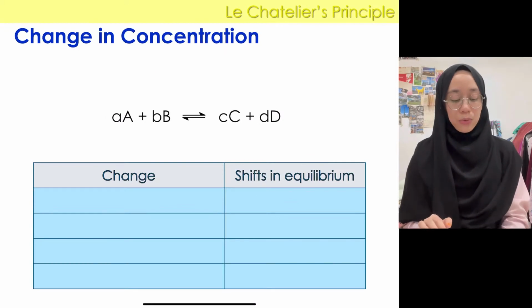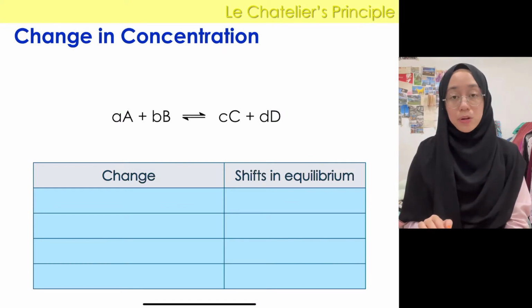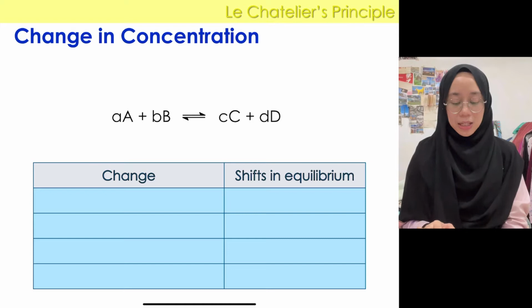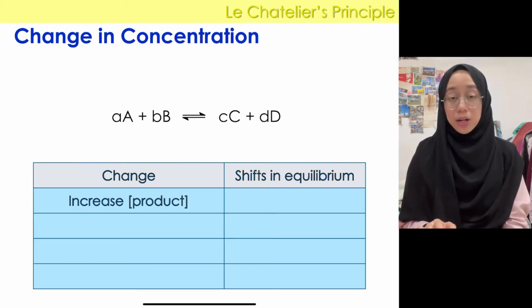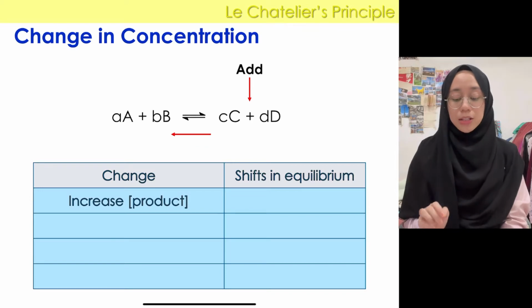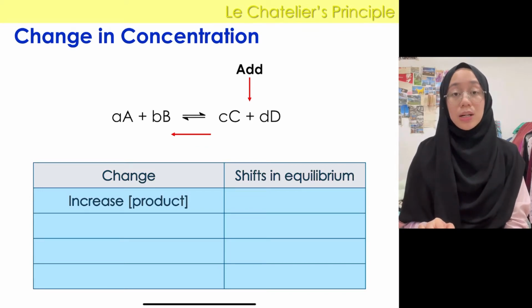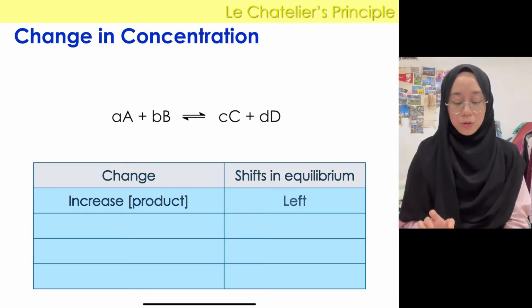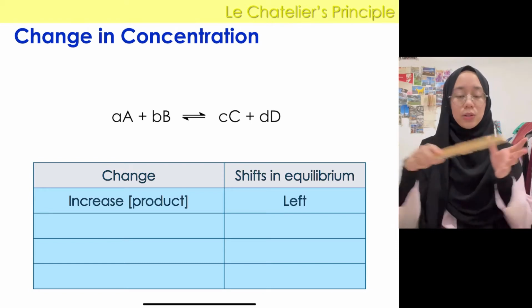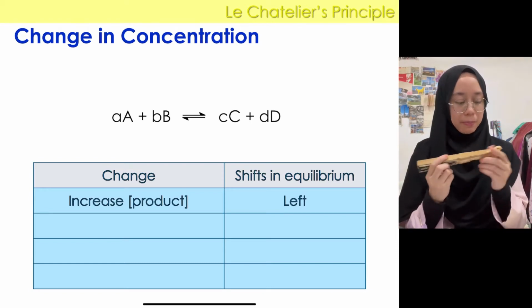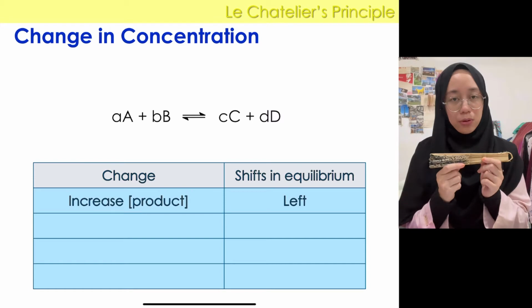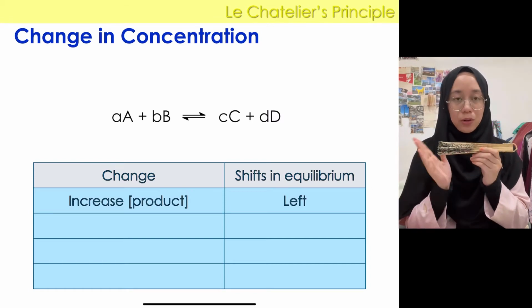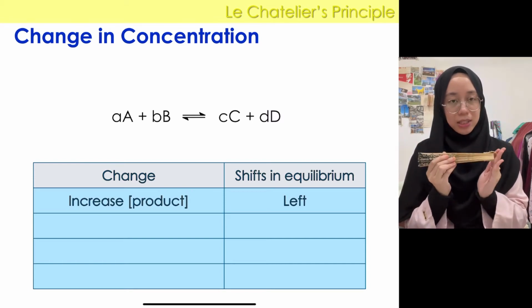So for example, we have A plus B producing C and D. Okay, so let's say we disturb the product, so we add more product. So by adding more product, the system will shift to the left. Okay, so this is in general first. If not, you can use anything in front of you, probably a pen, a ruler, whatsoever. So this is the reactant side, and this is the product part.